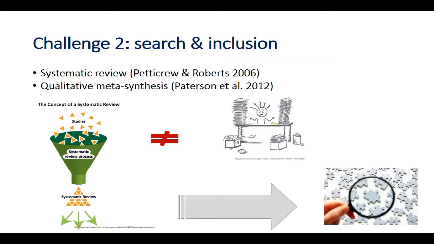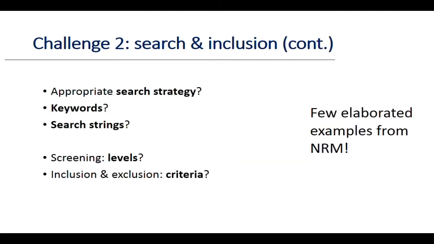Then what if you have the framework more or less, and then you start searching the literature and including the studies? It's not a linear process by no means. You can have a lot of confusion in your head. For example, what is the appropriate search strategy as an overall strategy? And what are the keywords or suitable search strings? And if you have a pile of studies, then what? How to include or exclude them? What are the suitable criteria for that?